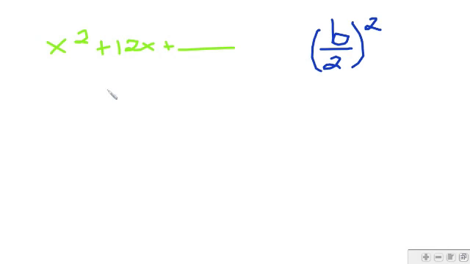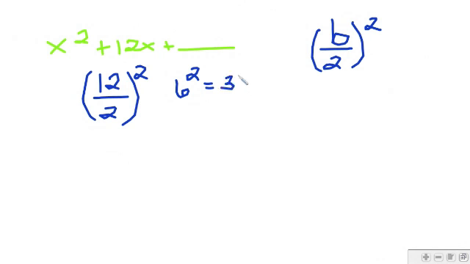We have x squared plus 12x plus what? All right, taking our formula again, which is b divided by 2 all squared. So our b is 12 divided by 2, 12 6 times. 6 squared equals 36. So our answer here is 36. Let's look at this one. We have x squared minus 5x plus what?